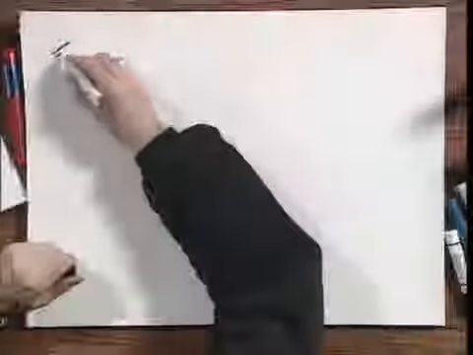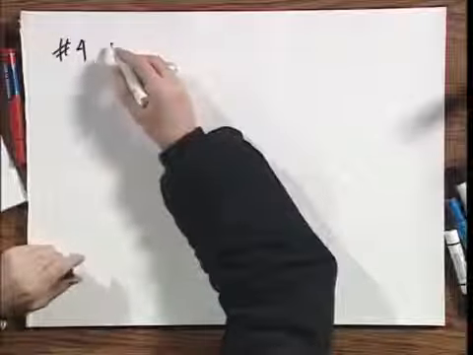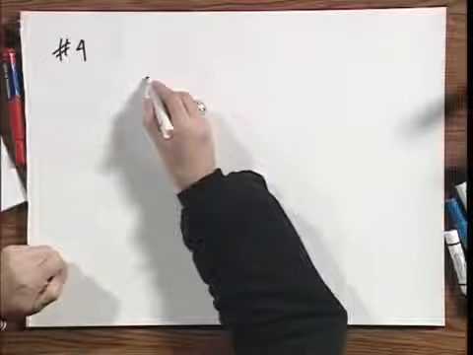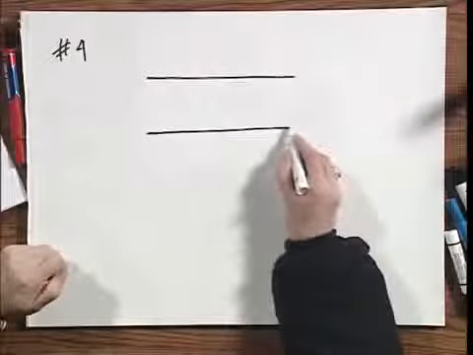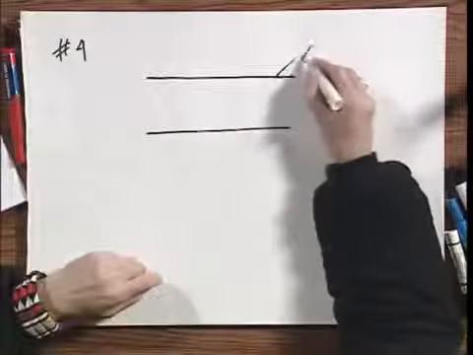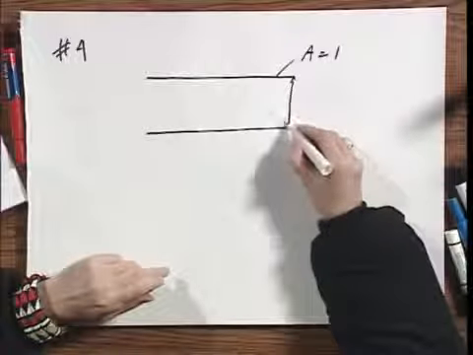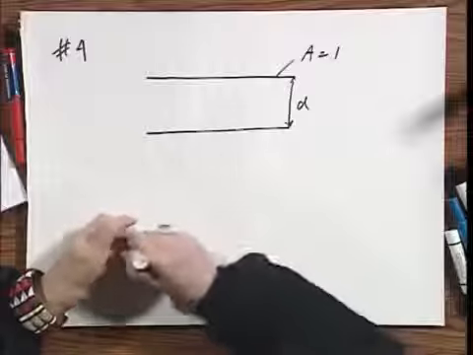And now we're going to problem number 4. Now we have a capacitor with a dielectric, and that is always a little bit harder. Here is the capacitor. The area is 1 square meter. It has a distance d between the plates.